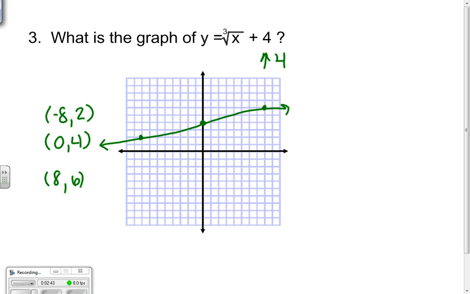Probably should do a little bit better right here. This graph should really be curved a little bit more. Try not to make it flat. If you make it a straight flat line, it's going to look more linear than cube rootish.